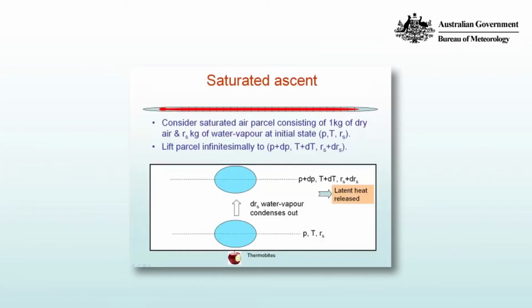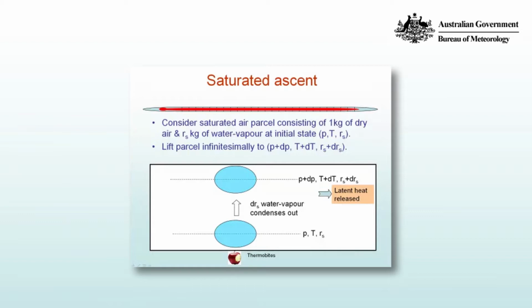Saturated ascent. In this video we're going to examine the physics of saturated ascent when we have condensation of liquid water or the formation of ice. So consider a saturated air parcel that consists of 1 kilogram of dry air and Rs kilograms of water vapor at an initial state P, T and Rs. The mixing ratio is Rs and not R because the parcel is saturated.